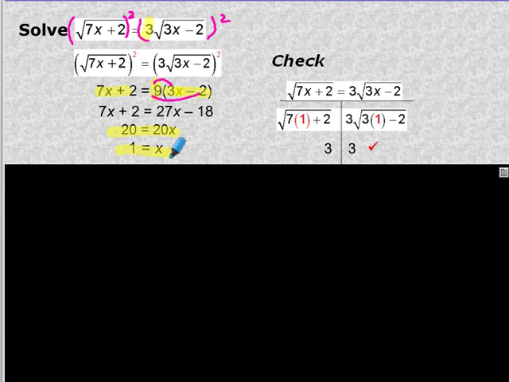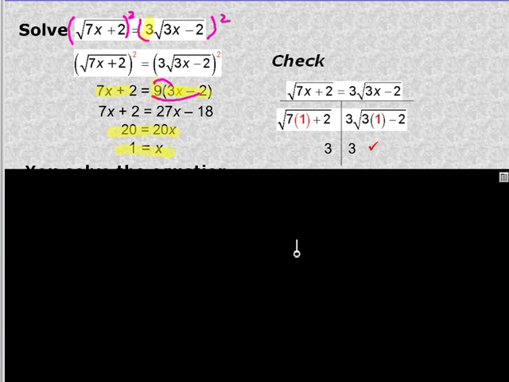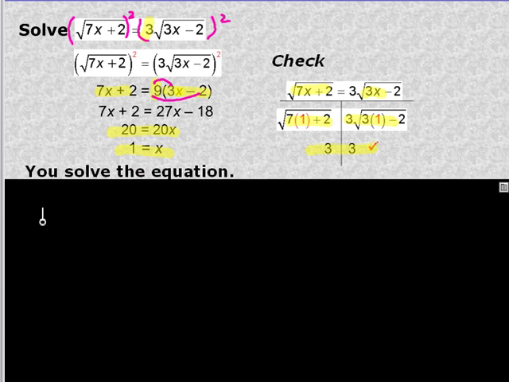And we are going to check it again. So here we check it by plugging x equal 1. We've got to plug it into both sides of the equation. And this gives us 7 plus 2 is 9. The square root of 9 is 3. And this gives us 3 minus 2 is 1. So 3 times the square root of 1 is also 3. And conveniently, 3 does equal 3. So that equation, that is a valid solution.